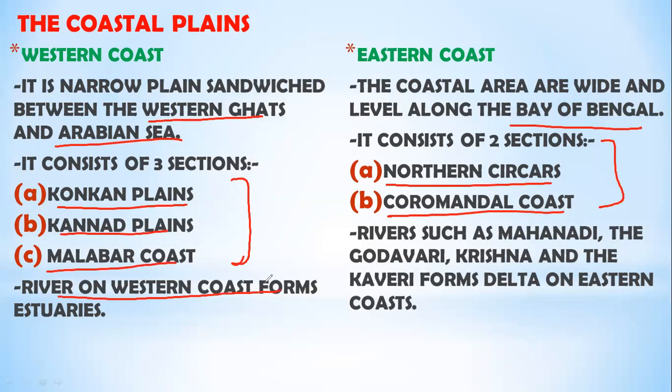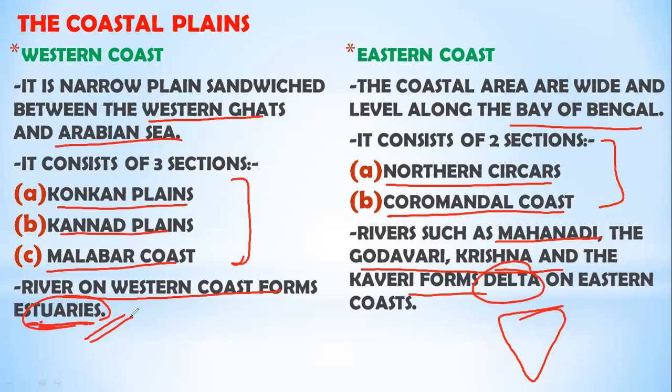Now rivers on western coast form estuaries, and here the important rivers are Mahanadi, Godavari, Krishna and the Kaveri. They form delta on the eastern coasts. Now the main difference between an estuary and a delta is that estuary is an area where salt water of sea mixes with fresh water of rivers, whereas delta is a low triangular area of alluvial deposits where a river divides itself before entering sea or an ocean.